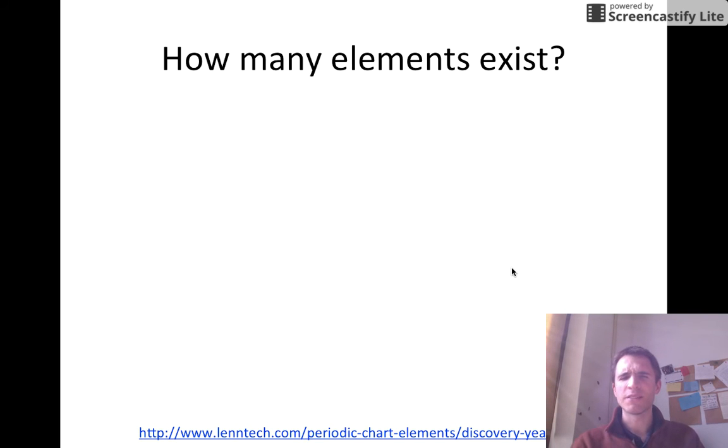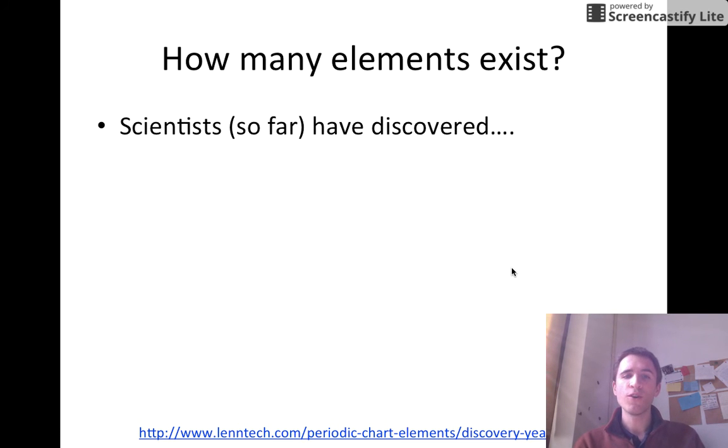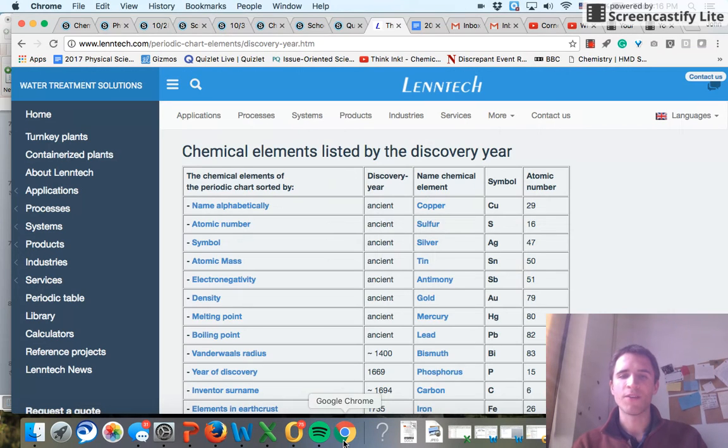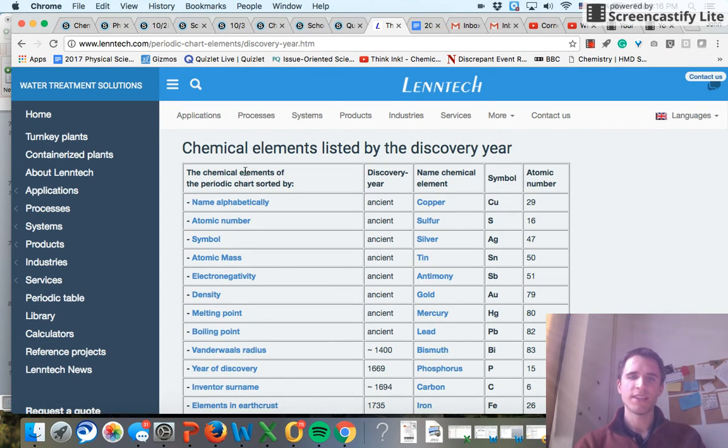A lot of students will ask sometimes, well, how many elements are there? Like we know there's iron, copper, aluminum. How many total are there? Well, so far, scientists have discovered, drum roll please, 118 elements so far. To show you a brief timeline of when those were discovered, right here I have a list of chemical elements listed by the year they were discovered.